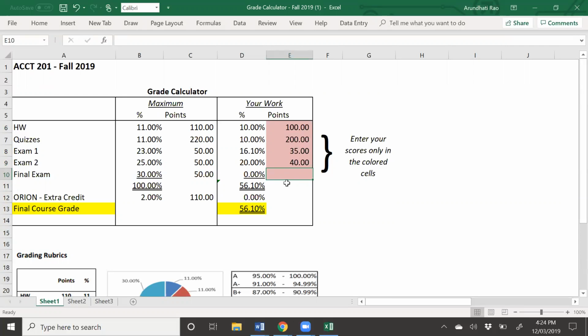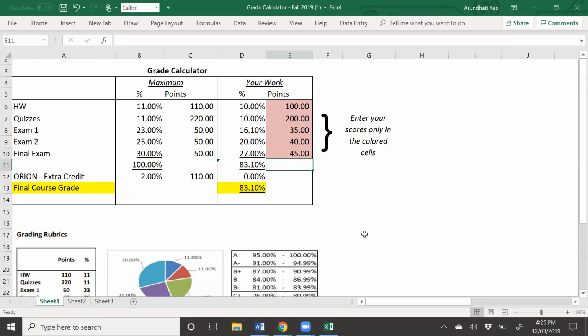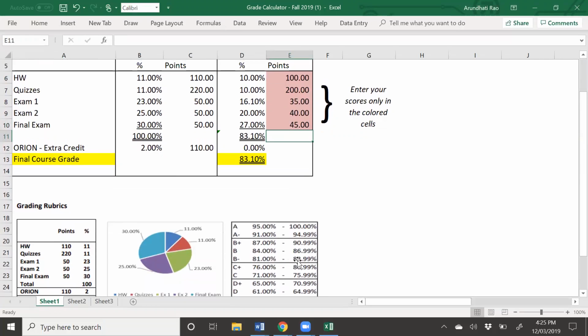Now all that's left is a final exam. Let's assume our student does really well on the final exam and pulls an A, 45 out of 50. That's a traditional A. And we now have 83.1%. So before I get this 45, let me take that out for a second. The current standing is 56%. That means if the student does not do the final exam at all, what they will end up with is 56%, which is a failing grade. We obviously don't want that. Let's assume our student got 45 out of 50, brings you up to an 83.1. 83.1 is a B minus.